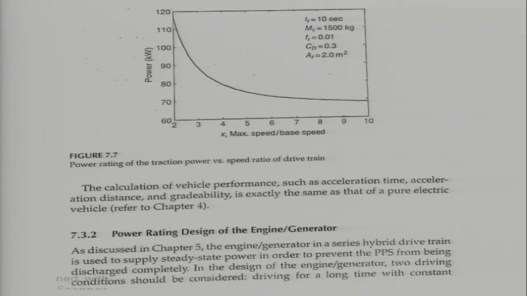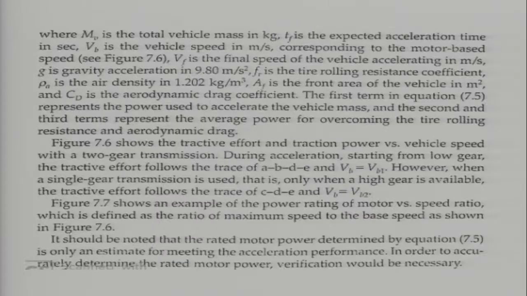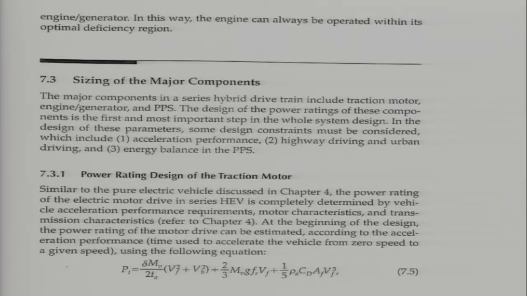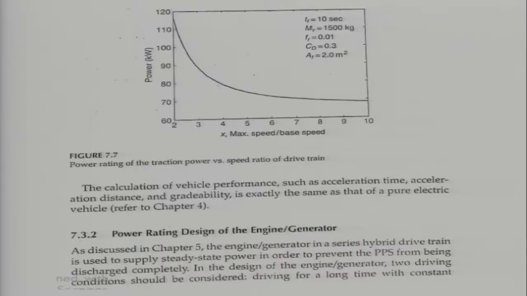These are all parameters taken for a particular illustration. This performance has been shown for a particular motor for which these are the parameters considered. These are the parameters for the first part of equation 7.5: AF, CD, FF, MV and all these. They are given here, you can see. These parameters are decided by the vehicle performance, so this is available here.